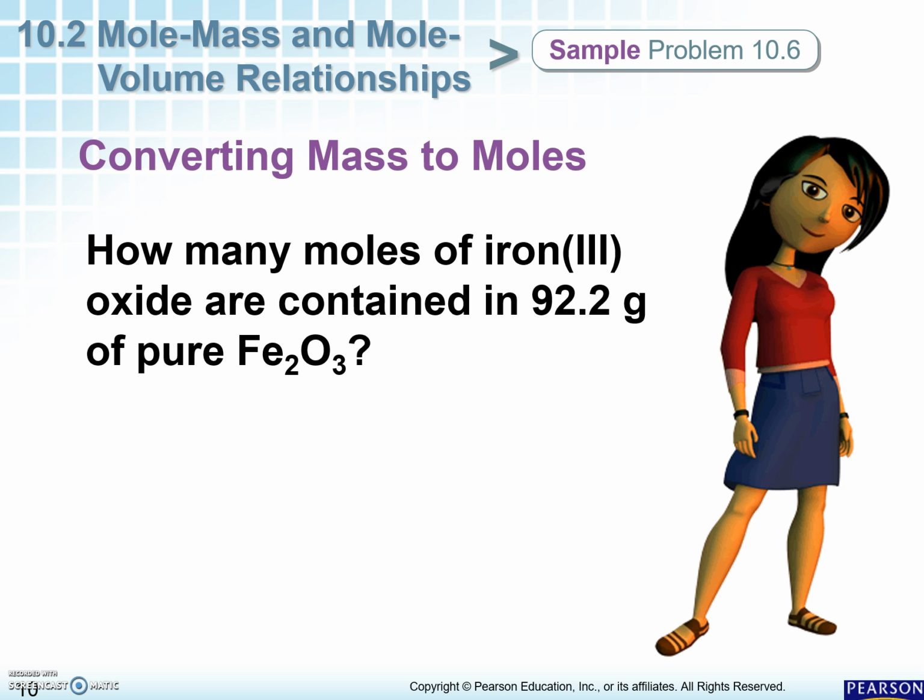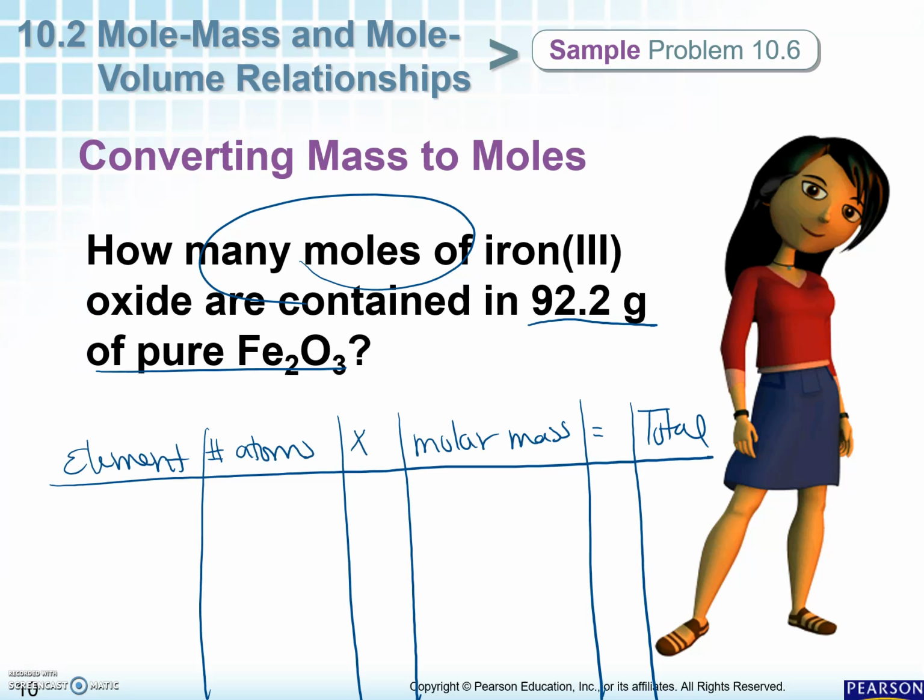Remember, we want to start by underlining what is given and circling what our whole idea is about. Where are we trying to get to? So right now it says how many moles of iron 3 oxide are contained in 92.2 grams of pure iron oxide. So it looks like our only number that is given to us is how many grams of pure iron oxide we are given. And we are looking for how many moles. So once again, we're going to need the molar mass, and we need to set up our chart once again. Have our very familiar chart back out.